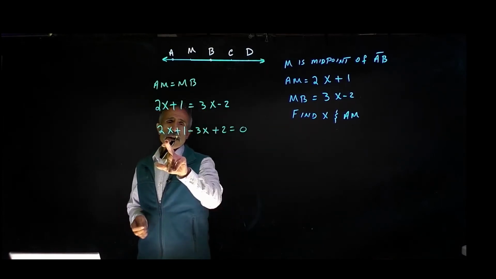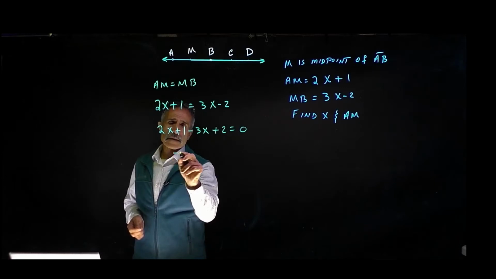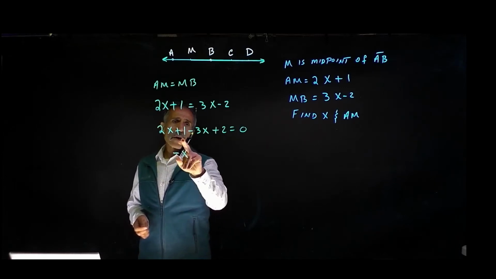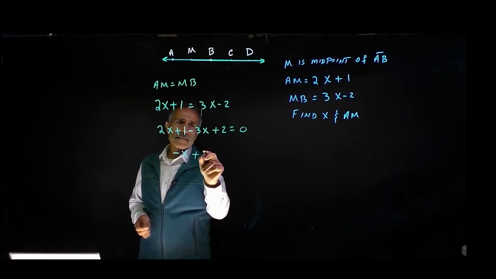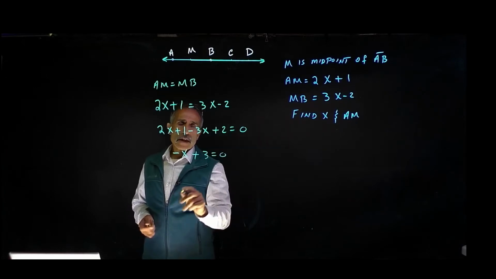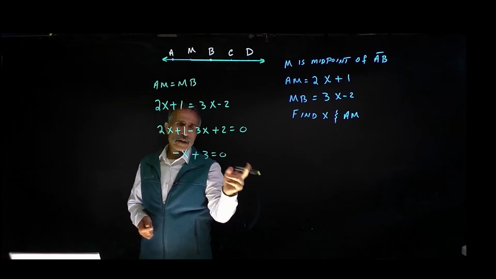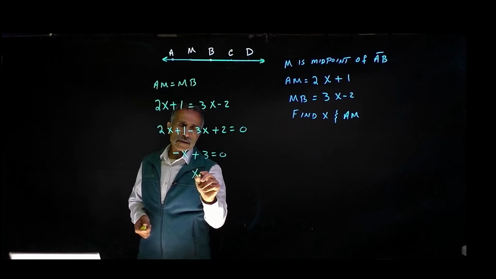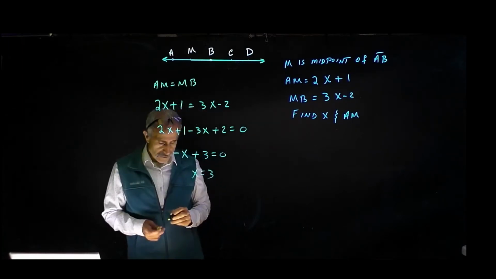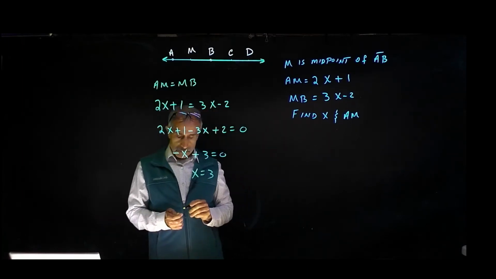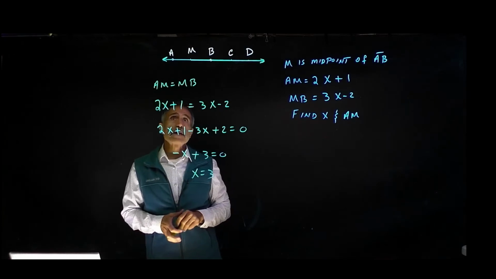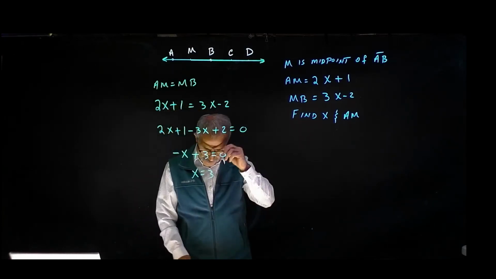So now we got this simple equation to solve. I got 2x minus 3x, that makes it minus x. I got 1 plus 2, that makes it plus 3 equals 0. And if I move minus x to the other side, it becomes x is equal to 3. And that is x.